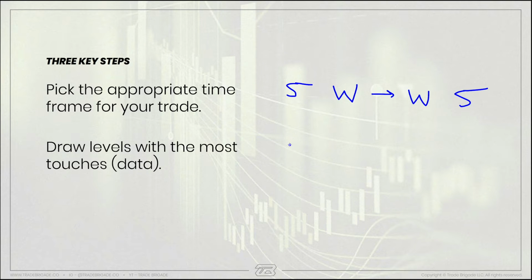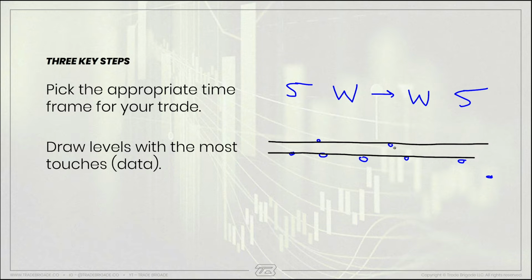The next step is that we want to draw levels that have the most data or touches. So when we're looking at a chart, we'll see this in just a moment. If we have a level that has all these touches, 1, 2, 3, 4, say there's 5 touches to a level of, let's call it support at this point, then that is going to be a more important level than, let's say there was a touch up here, a touch up here, and then a touch down here, and we drew our level somewhere in here. This will make more sense when we're looking at an actual chart, but we want to aim to get the most data points on our support or resistance level and not sort of cherry pick the exact top or the exact bottom.